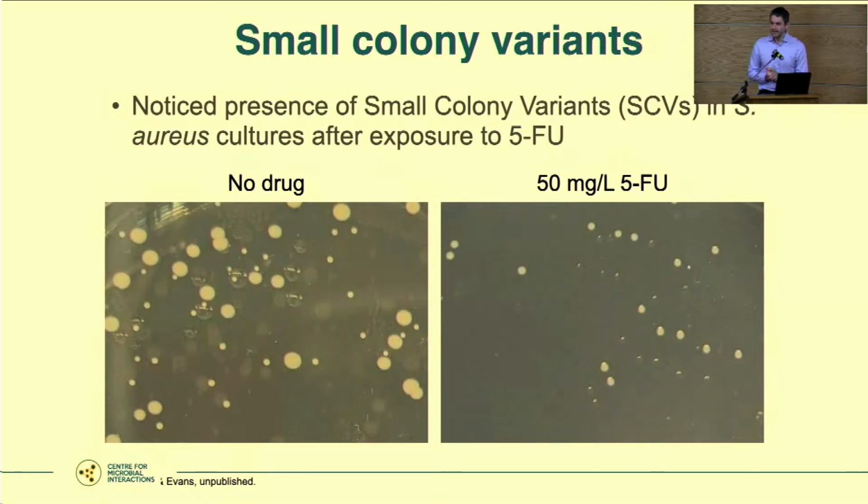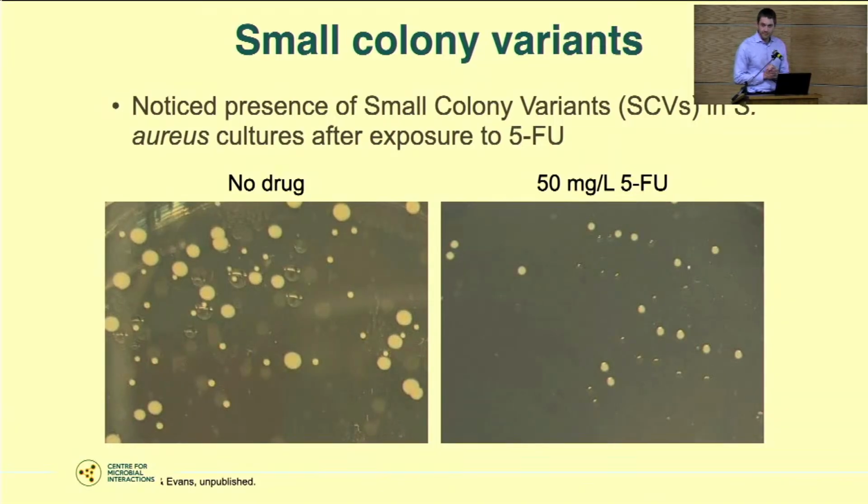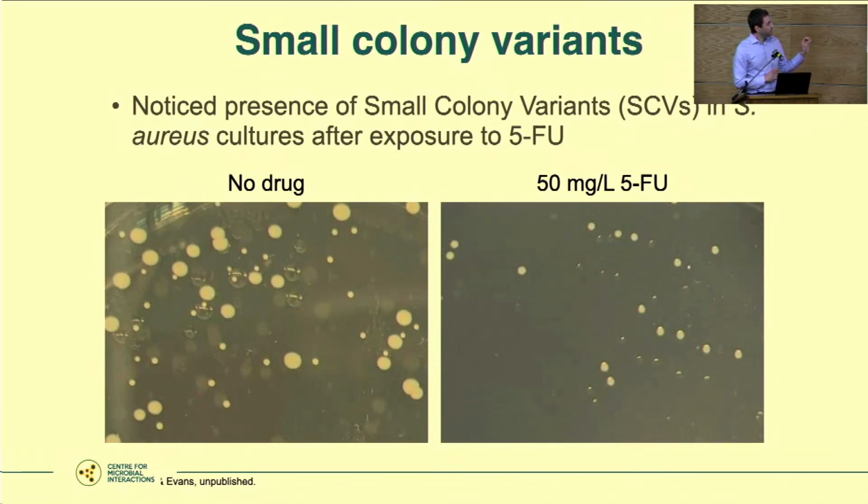The other thing we noticed was to do with small colony variants. I'm sure many of you have heard about small colony variants, particularly from Staph aureus. They're a common phenomenon, and small colony variants are known for being more drug resistant and for being more virulent. And we noticed that on our plates, for some of our strains, we would get a mixture of small colony variants and normal colonies, shown on the left there. But when we exposed to 5-fluorouracil, we were only getting these small colony variants.